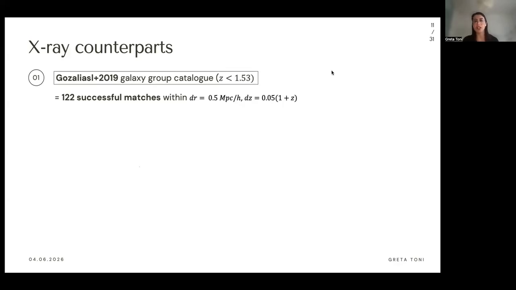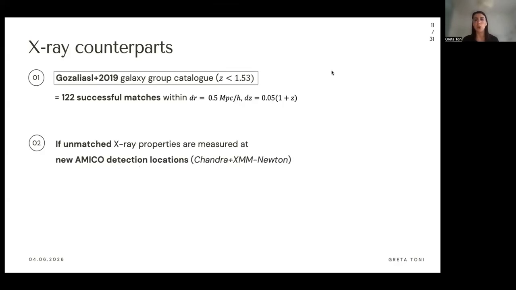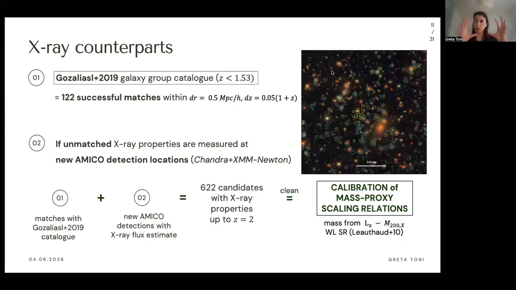And then, whenever we had an unmatched detection, we went there and measured the X-ray property in the exact same data, Chandra and XMM-Newton X-ray data, at the new AMICO location. So for the new detections that AMICO retrieved, we measured X-ray property at this location. Therefore, we end up with the matches with the initial catalog, plus the new AMICO detections that have an X-ray flux estimate. And this formed a sample of 622 candidates with optical and X-ray properties up to redshift 2.